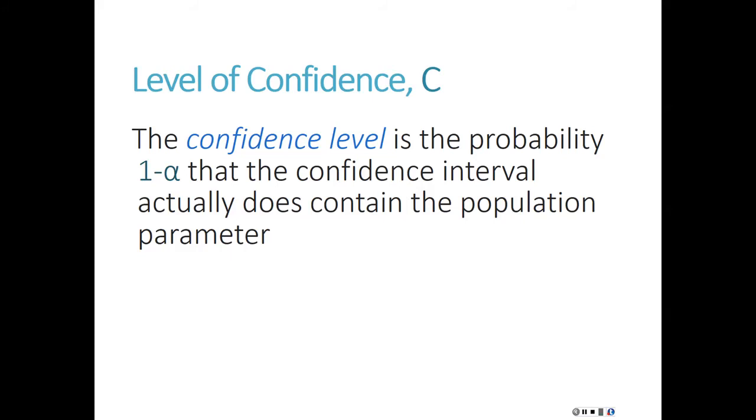So the probability is 1 minus alpha, which is the area, and alpha will be small in the tails because alpha is going to be the probability that we don't get the answer right. It's going to be the probability that we're wrong. We want to be highly confident that we're right, and that what we're going to say is that the interval actually does contain the population parameter that we want.